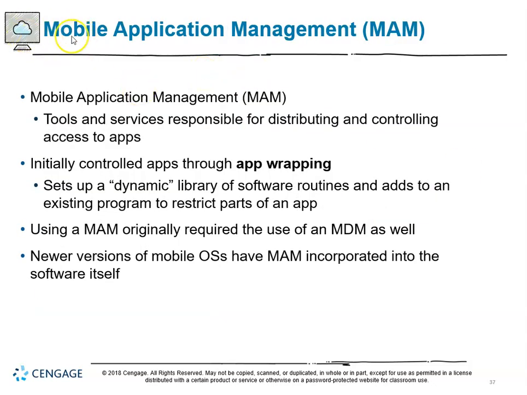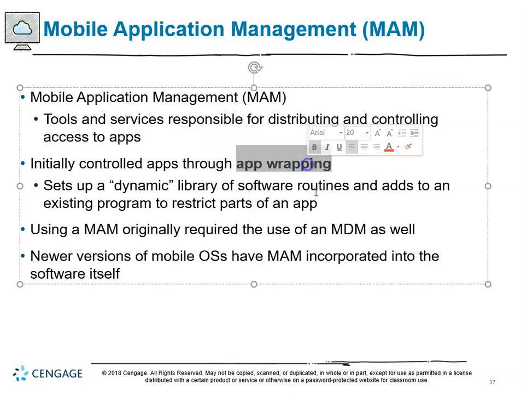There's also the second one, mobile application management. So beyond the device, now we're talking about the applications, what's loaded on the device. So these are tools and services responsible for distributing and controlling access to applications. So how do we do that? Here's a term you should know. It's called application wrapping, or app wrapping. What this does is it sets up a dynamic library of software routines and adds to an existing program to restrict parts of an app.